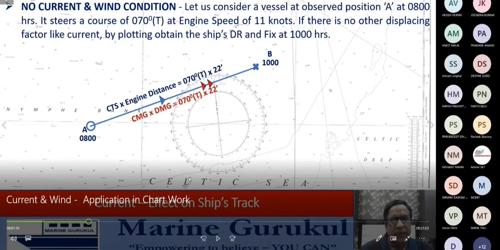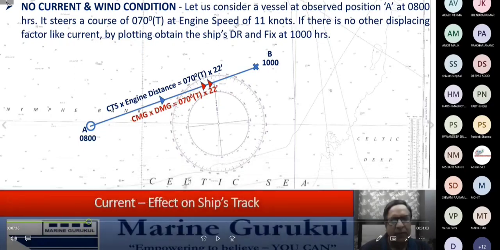So बेटा इसको ध्यान से देखो, ये समझ में आ गया? Any doubts up to here? Sir, this is because there is no current and wind, that's why. Right beta, that's right. Okay, sir. Okay, let's move ahead now.